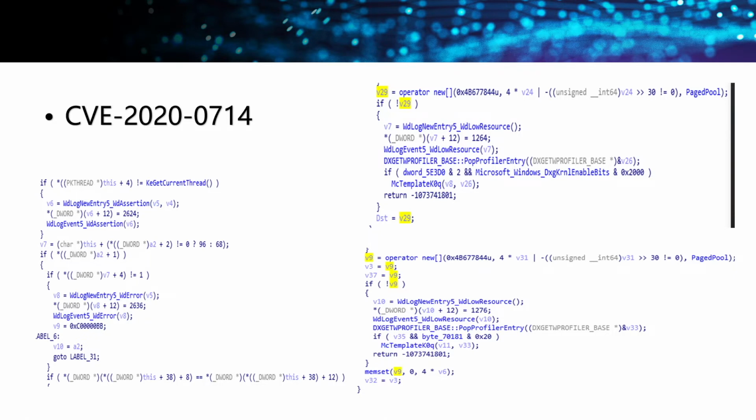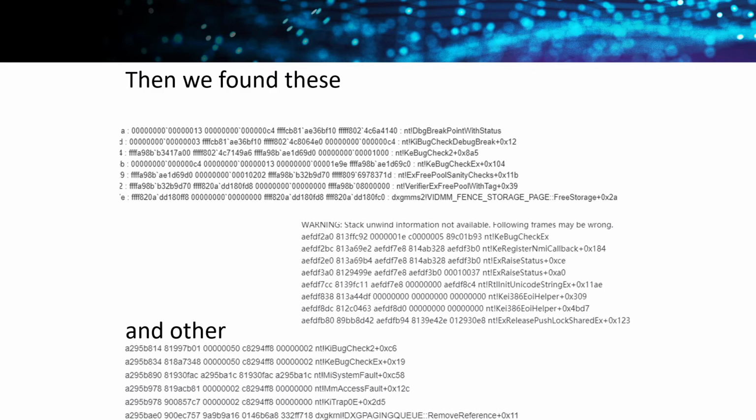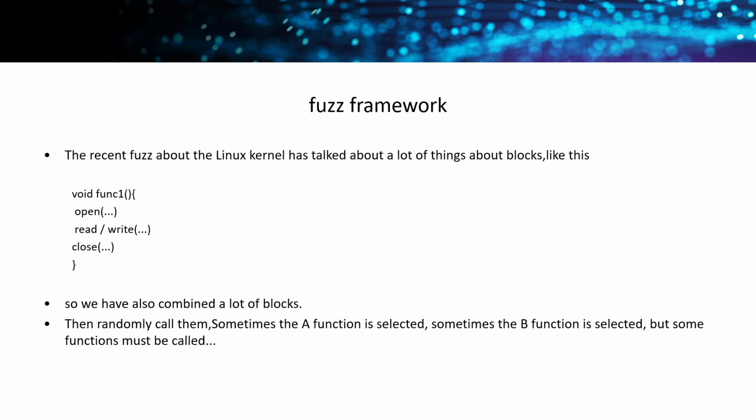When we have discovered some attack surfaces, we use these attack surfaces to design the fuzzer. Let's start to fuzz. Then we find this dump file. And the next, we know the recent fuzzing of the Linux kernel has talked a lot about blocks, like open, read, and close. We think it is very important for our fuzzer, so we have also combined a lot of blocks and call them. Sometimes function A is selected, sometimes function B is selected, but some functions must be called, such as the open function.